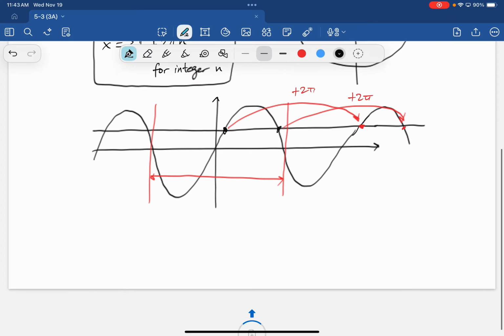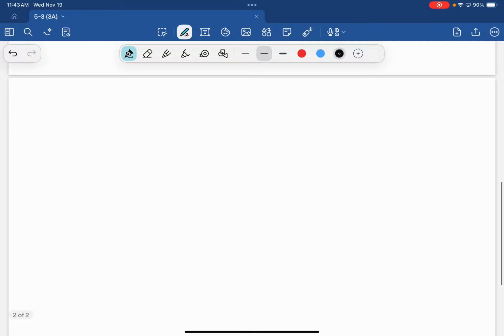Okay, let me give you some rules. Whenever you have an equation with sine, cosine, secant, or cosecant, for these four functions, you're going to have two solutions for every period. Two solutions, plus 2 pi n. Similar to the previous example, we had two solutions for sine x equals 1/2.